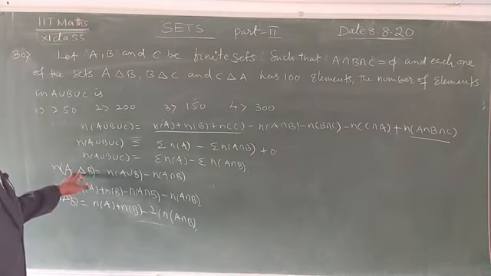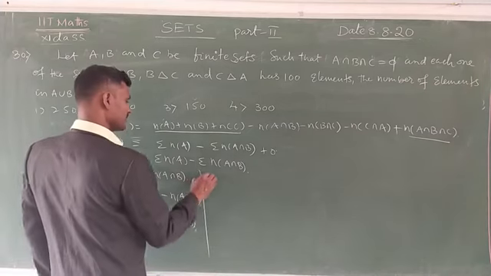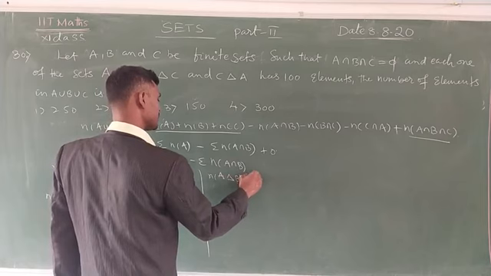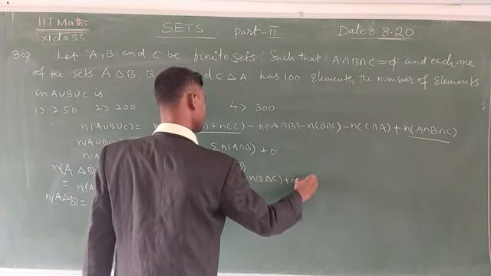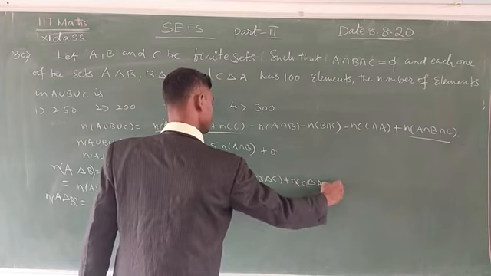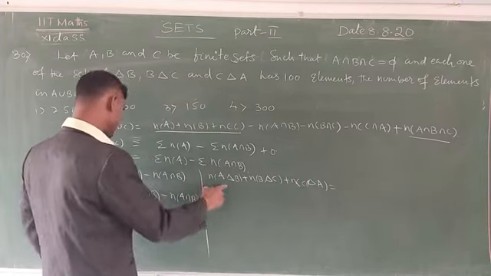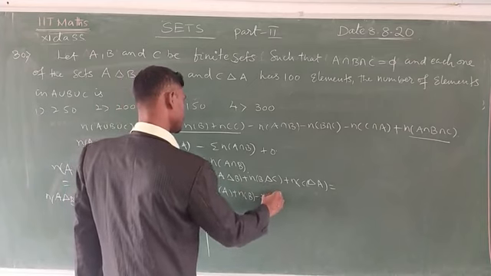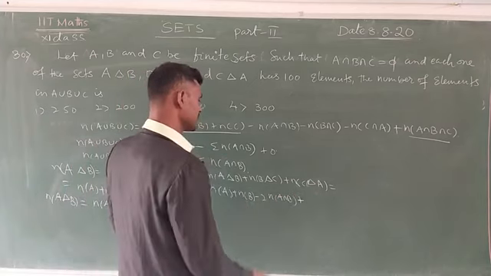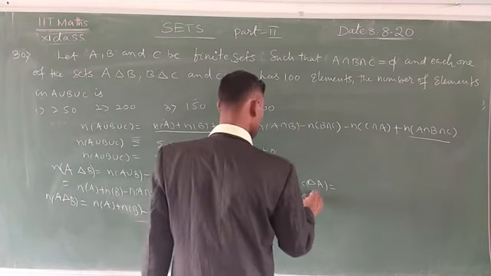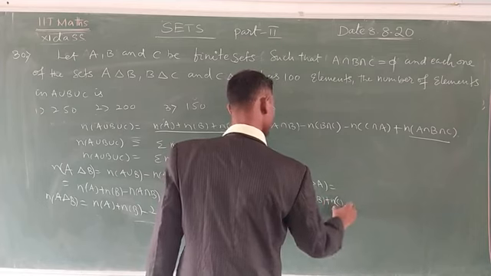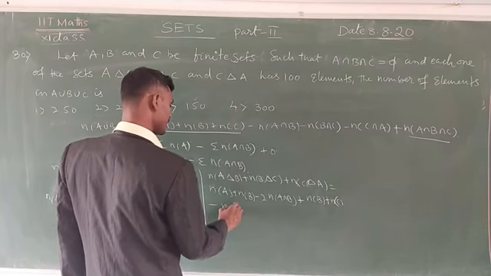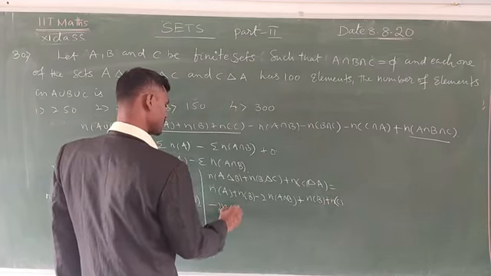Now similarly B delta C also. Now you can write n of A delta B plus n of B delta C plus n of C delta A. That is n of A plus n of B minus 2 times n of A intersection B, plus n of B delta C, which is also n of B plus n of C minus 2 times n of B intersection C. Now this one is n of C plus n of A minus 2 times n of C intersection A.